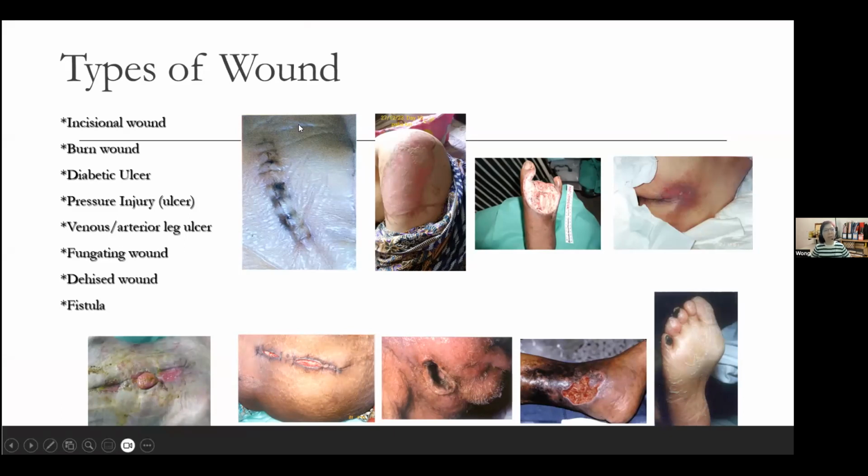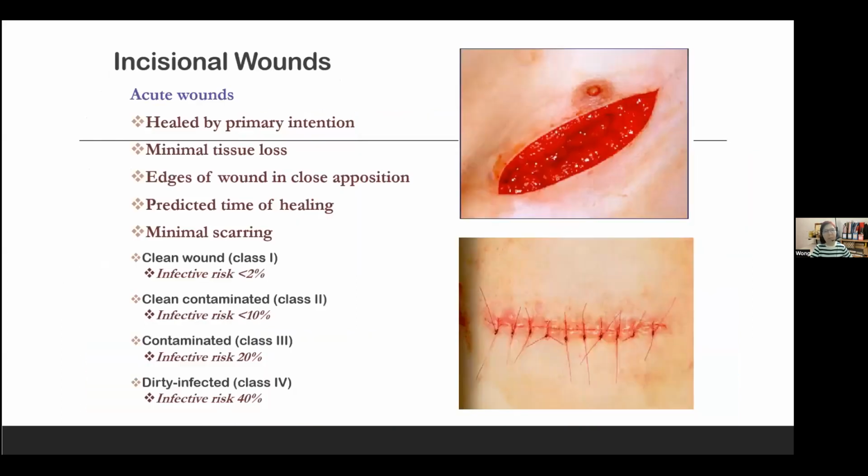For acute wound, I can show you here the incisional wound, burn wound. Of course, some wounds like abrasion, even laceration, are all acute wounds. Then the chronic wounds are like diabetic wound, pressure injury, venous ulcer, arterial ulcer, fungating wound, including the dehiscent wound, and also fistula. At first I thought I wanted to put in some slides, but I think it's too much, so I removed the slide on fungating wound.